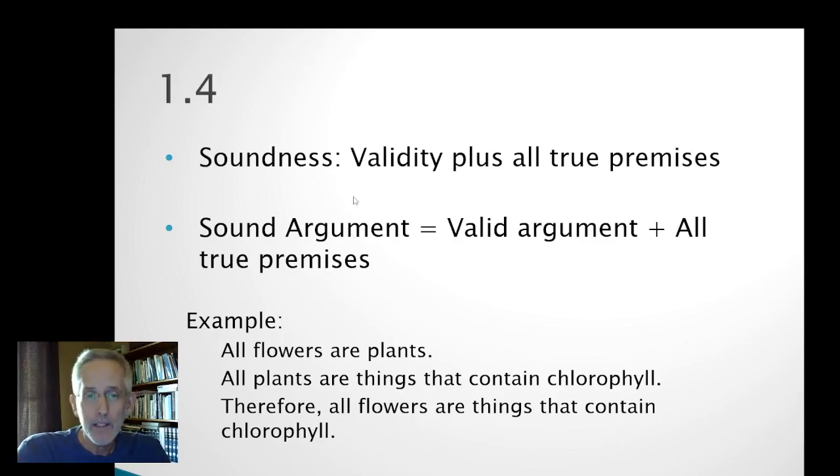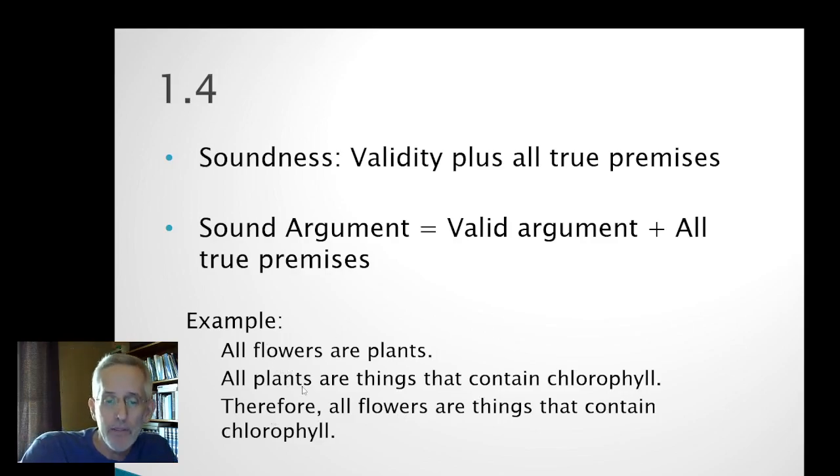So for a deductive argument to be sound, and sound only applies to deduction. Validity, invalidity, and soundness only apply to deduction. So for a deductive argument to be sound, it has to have a valid form, and it must have all true premises. So the example I give is: all flowers are plants, which is true. All plants are things that contain chlorophyll, true once again. Therefore, all flowers are things that contain chlorophyll.